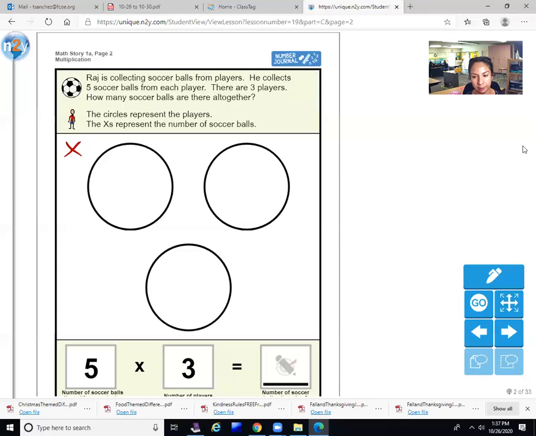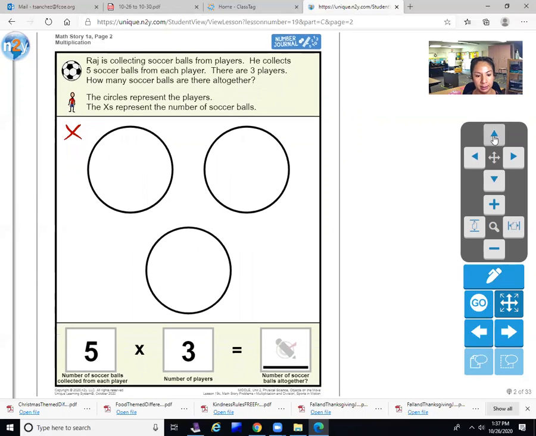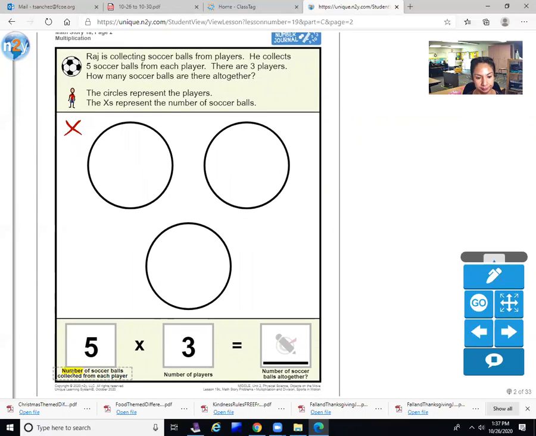And the soccer balls, how many soccer balls does each player have? Let's see. Number of soccer balls collected from each player. Let's see what that number is. 5. 5 soccer balls. So each player should have 5 soccer balls.